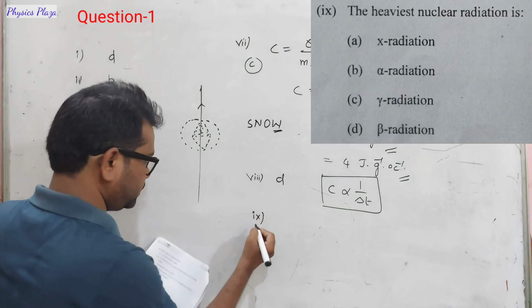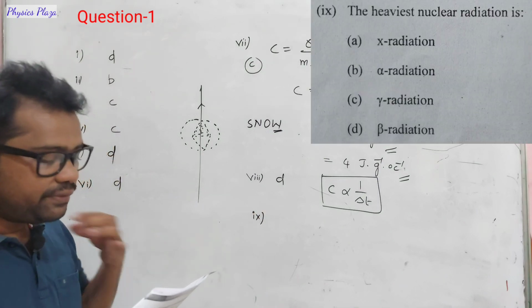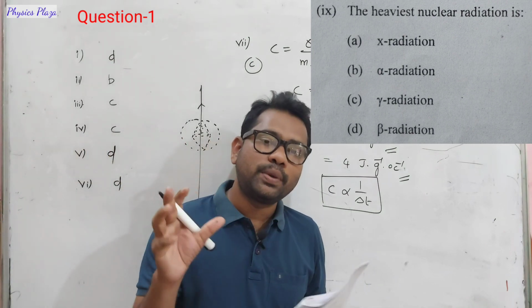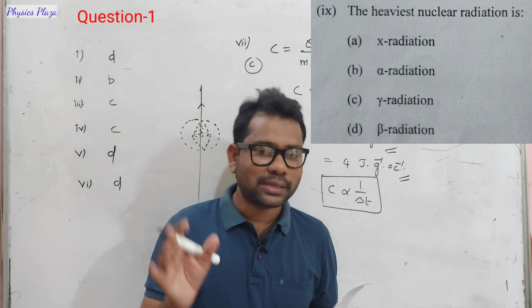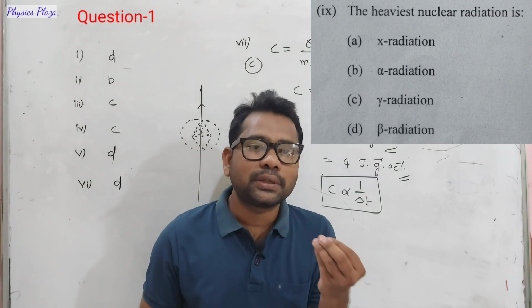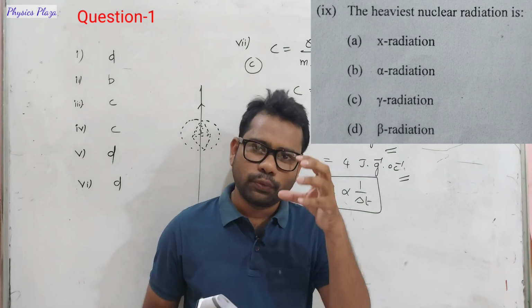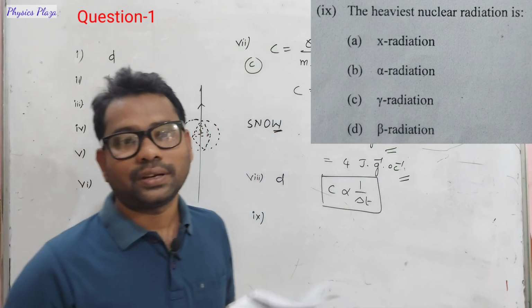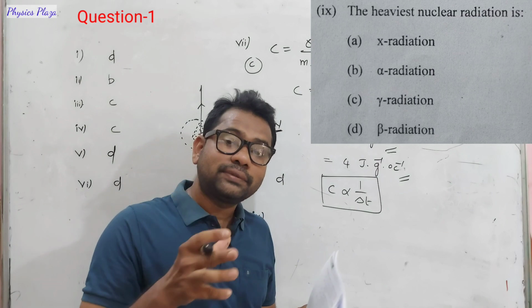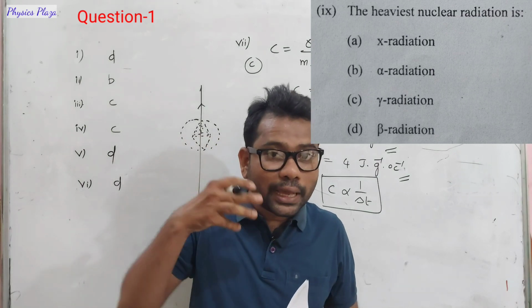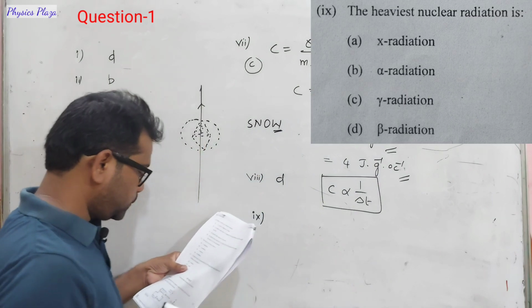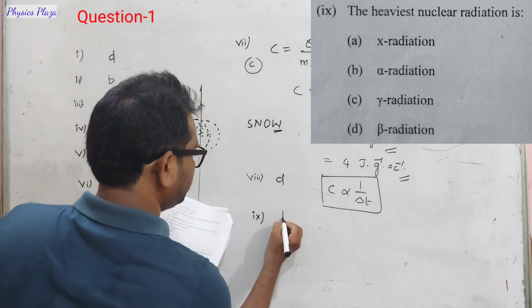Now 9th bit, the heaviest nuclear radiation is. Heaviest means what, children? Mass should be more. Gamma is massless, beta is nothing but electron mass, so very small and negligible, it is only alpha radiation. So children, the mass of the alpha particle is 4 times the mass of the proton, so it is the heaviest. So the answer is B.